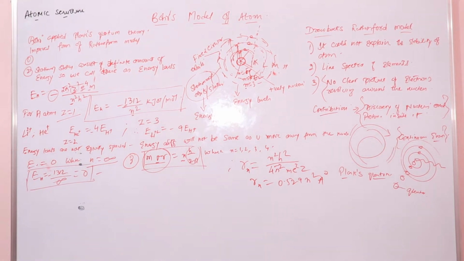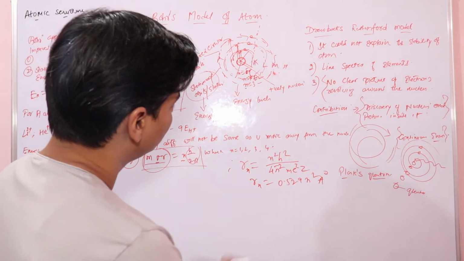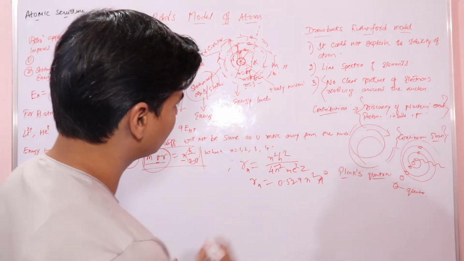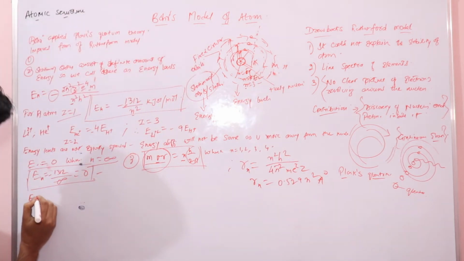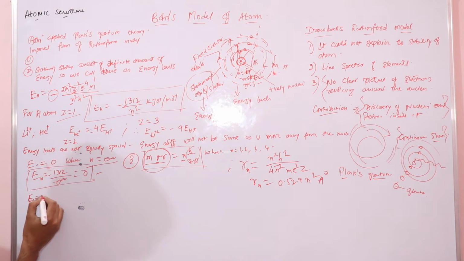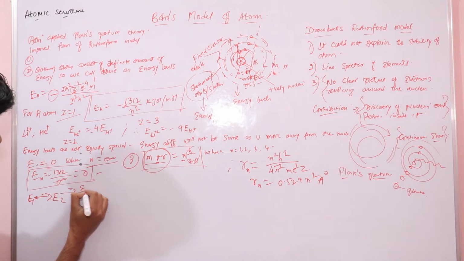Hi. So we said that when an electron moves from, say, E1, which is a lower energy state, to E2, which is a higher energy state, here energy would be absorbed.